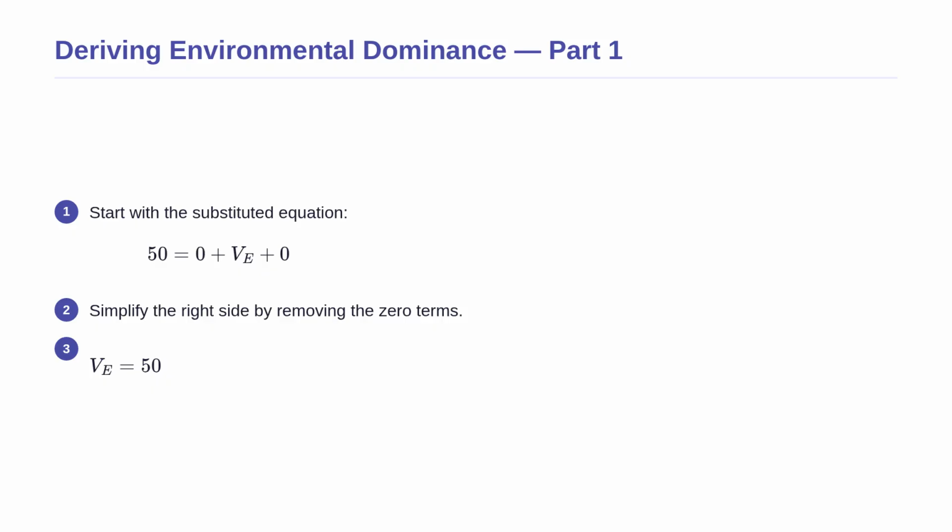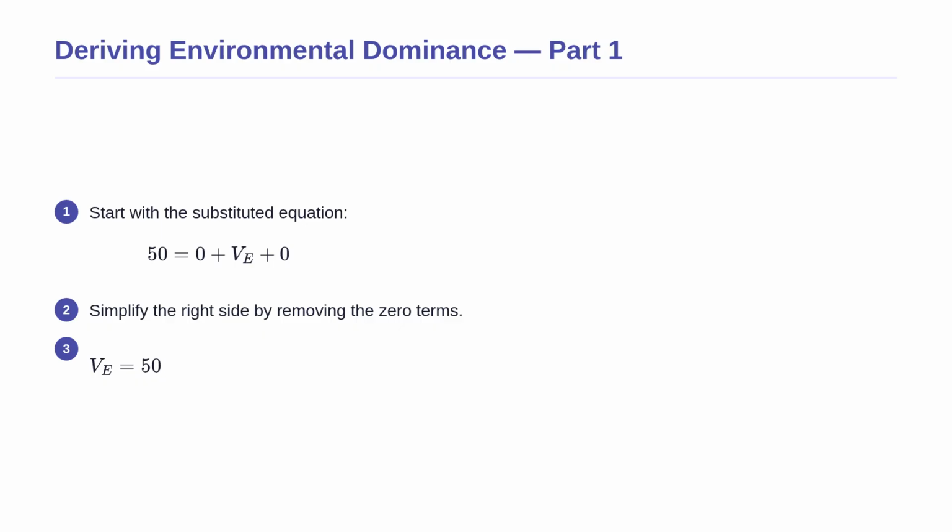Now that we have set up our equation, let us solve it to prove the dominance of the environment in this scenario. We start with our substituted equation, where 50 equals 0 plus VE plus 0. By simplifying the right side and removing the 0 terms, we are left with only the environmental variance. This gives us a final value of VE equals 50.